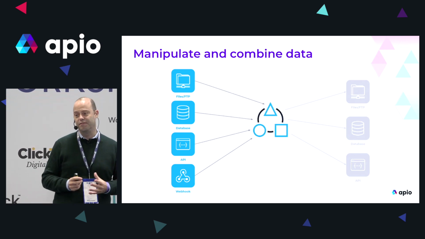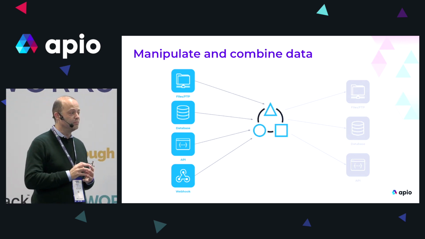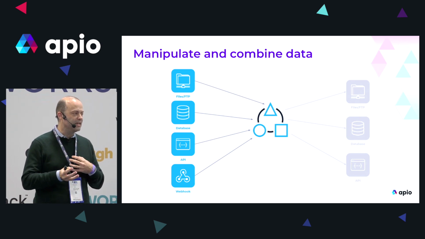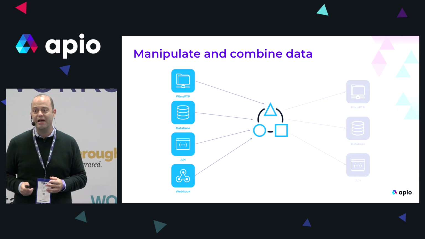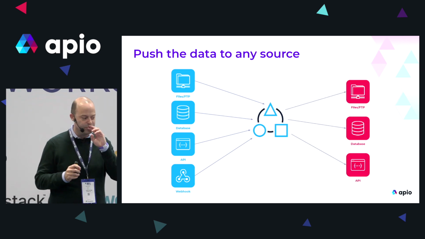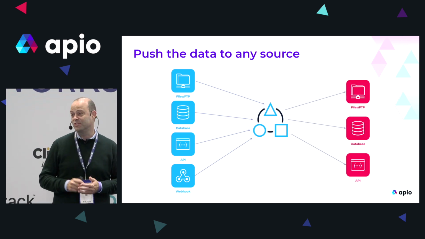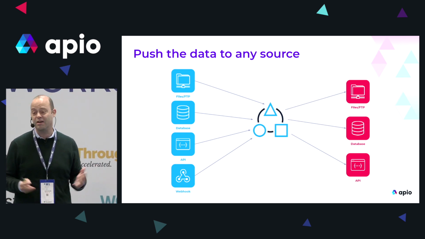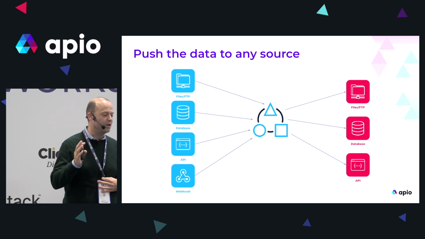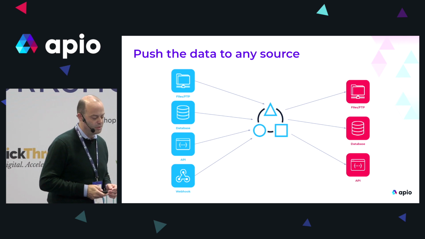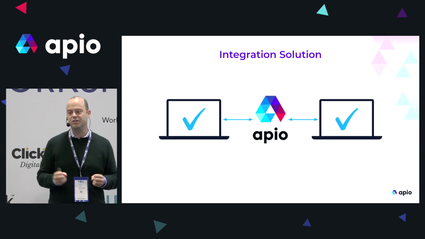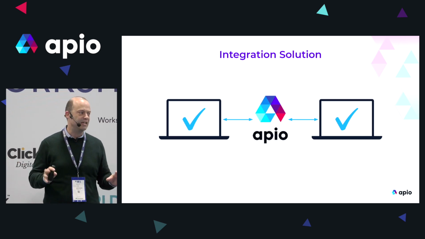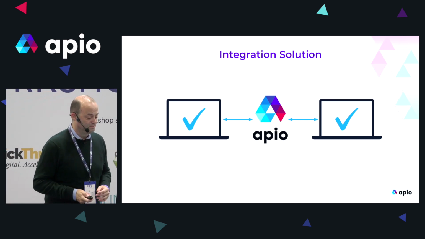You then have a set of modules that allow you to transform that data, manipulate it in any way that you want, and put it into any format that you want, and then push it out the other end. So we can push it into a file, an API, a database, whatever source of information you want. So that's what Appio does. It allows you to connect two systems together quickly.